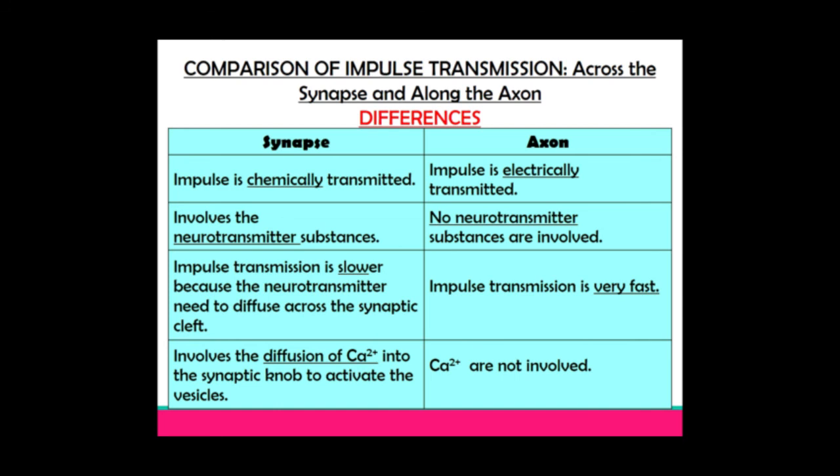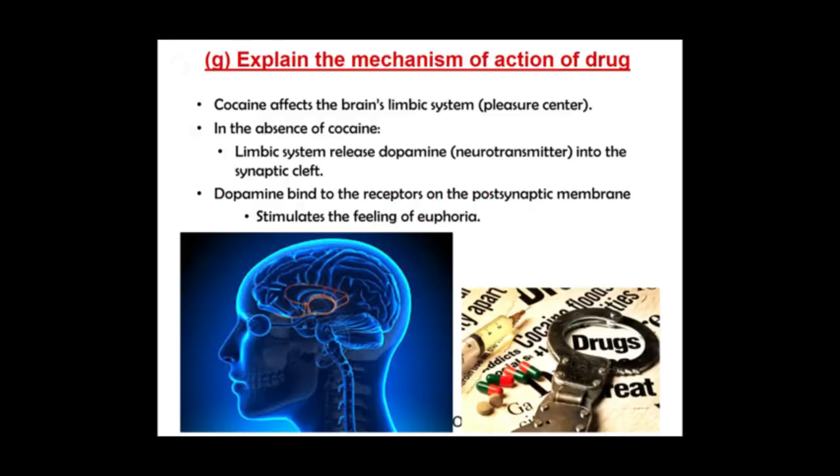In synapse, neurotransmitter substances are involved, and in axon, no neurotransmitter substances are involved. In synapse, impulse transmission is slower because the neurotransmitter needs to diffuse across the synaptic cleft, while in the axon, impulse transmission is very fast. In synapse, it involves the diffusion of calcium into the synaptic knob to activate the vesicle, while in axon, calcium ions are not involved. Our last learning outcome is to explain the mechanism of action of drug.